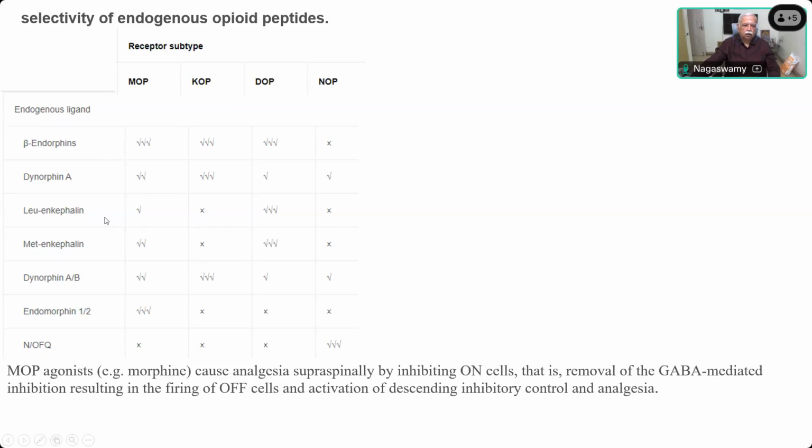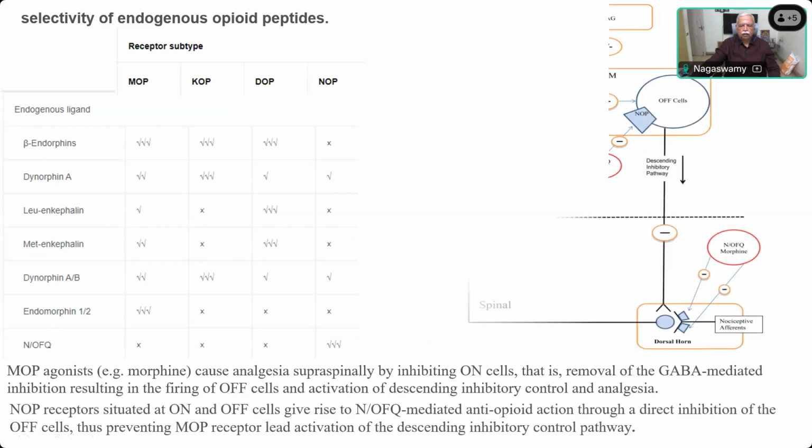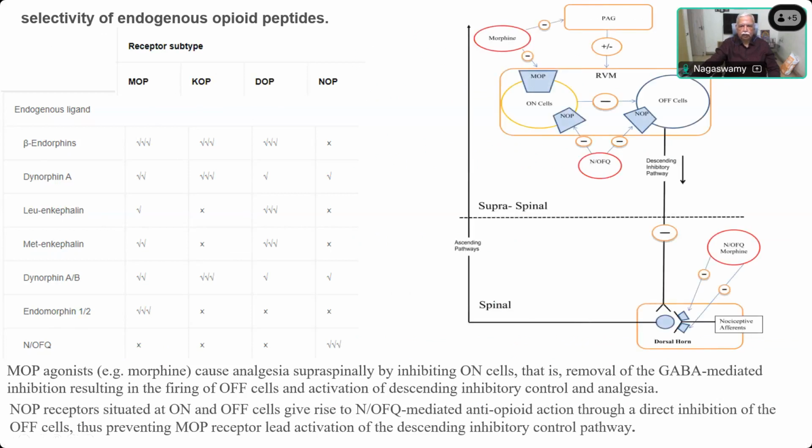So this is how all these four opioid receptors are there and their sensitivity to the endogenous peptides. And to know about the supraspinal analgesia of opioids, how they are activated: the mu opioid receptors start analgesia supraspinally also. For that, there are on cells and off cells present in the rostral ventral medulla. This is one mechanism I thought would be useful for you to remember, for the practical examination more than the theory.